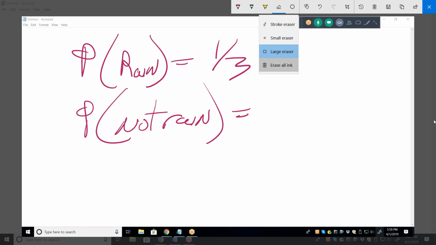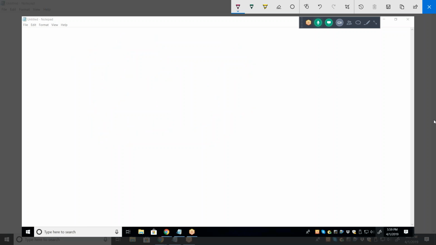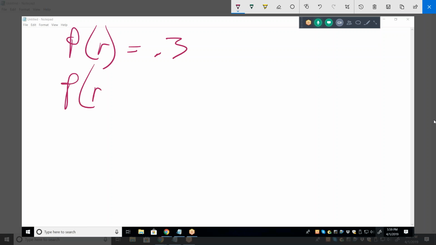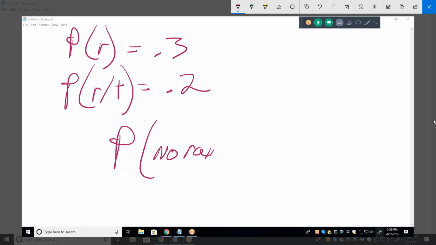For example, if I said the probability of rain today is 0.3, and the probability of rain tomorrow independently is 0.2, what is the probability that it won't rain? In other words, what is the probability of no rain either day?